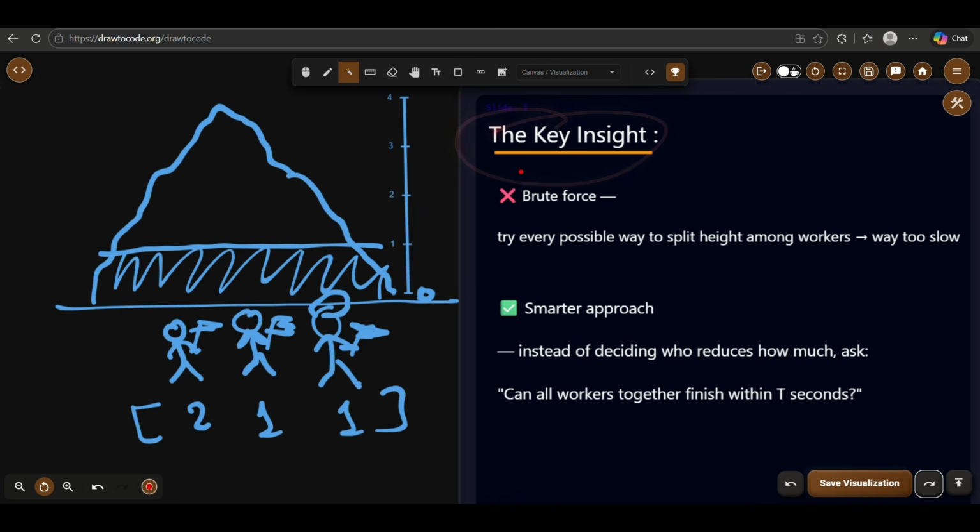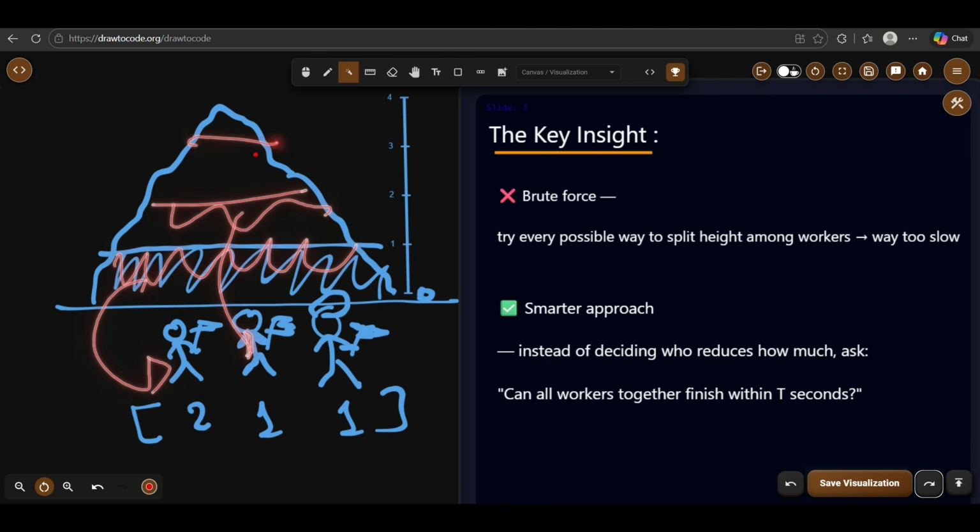Let's see the key insights, which will give a better approach. So brute force is like what we are doing here. We are splitting the height among the workers. Let's say this height is chopped by this worker, this height is chopped by this worker, and the remaining height will be chopped by this worker.